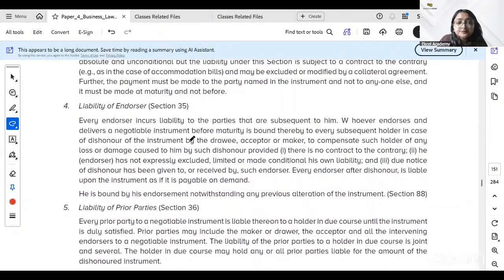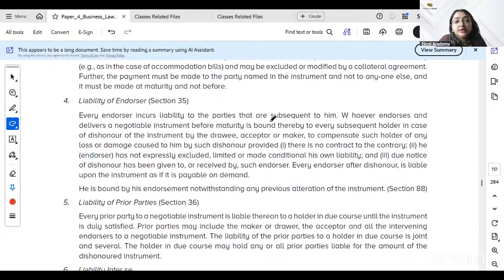Liability of endorser. Whom will the endorser be liable to? Any parties which are subsequent to him. Okay, so whoever endorses and delivers a negotiable instrument before maturity is bound to every subsequent holder in case of the dishonor of the instrument by the drawee, or acceptor or maker, to compensate such holder for the loss or damage, provided there's no contract to the contrary. So if the contract specifically says that the endorser is not liable, then he is discharged of his liability. The endorser has not expressly excluded, limited or made conditional his own liability, and due notice of dishonor has been given to or received by such endorser.